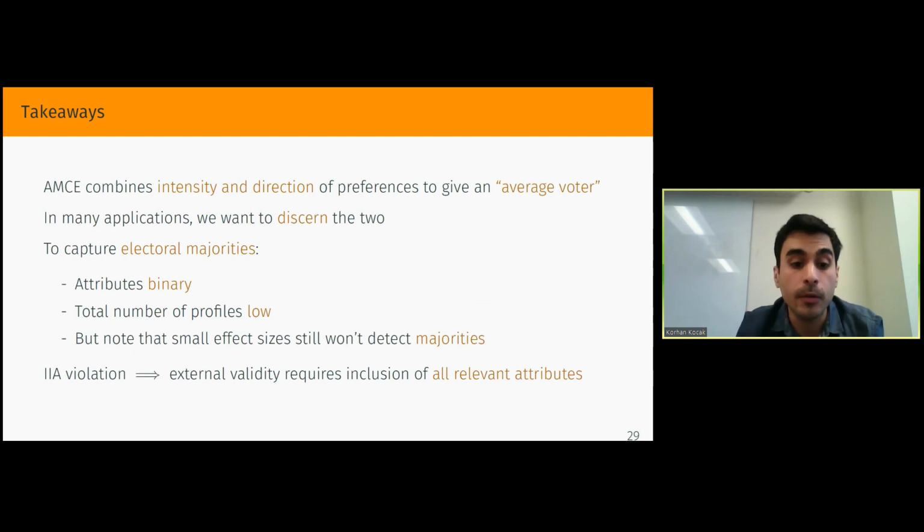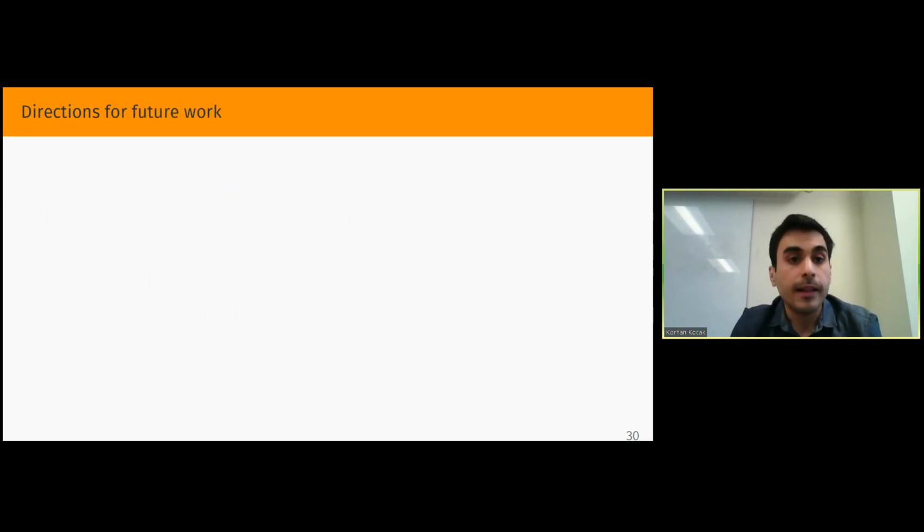So to be able to speak to the real world and claim that our results have external validity, we need to be confident that we have captured the actual model of behavior that people base their decisions on. I want to lay out some directions for future work, some of which we've already started working on.